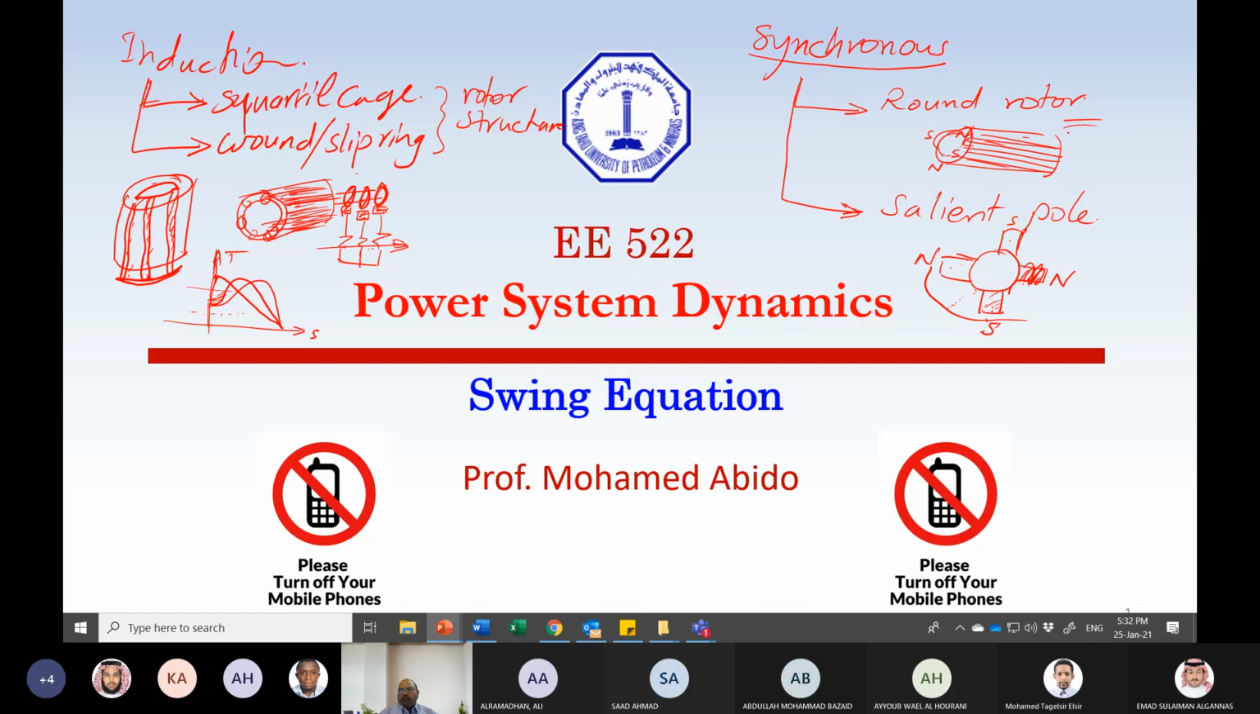This type, of course, you can have permanent magnet, definitely, yes. You can have permanent magnet. So instead of having a coil here supplied by a DC supply through brushes and so on, you can have a permanent magnet pole here. This is okay.